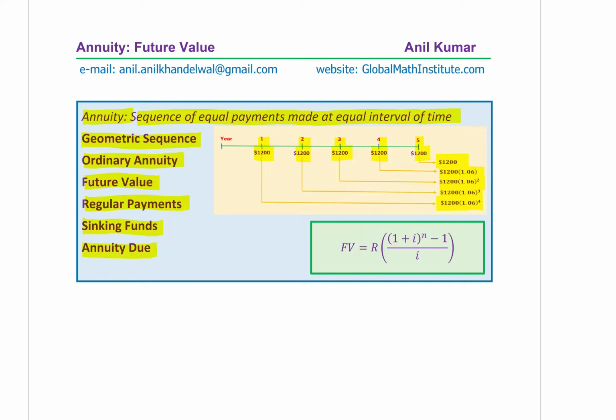Annuity due. We'll end this video with a variation to ordinary annuity. In ordinary annuity, the payments are made at the end of the interval, and the compounding is always done at the end of the interval. In annuity due, we'll see what happens when the regular payment is made at the beginning of the interval. So that's a very interesting twist to this concept.